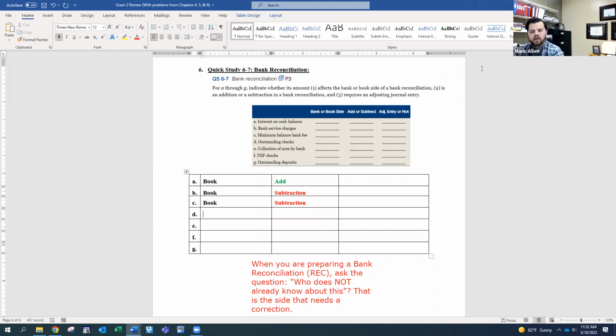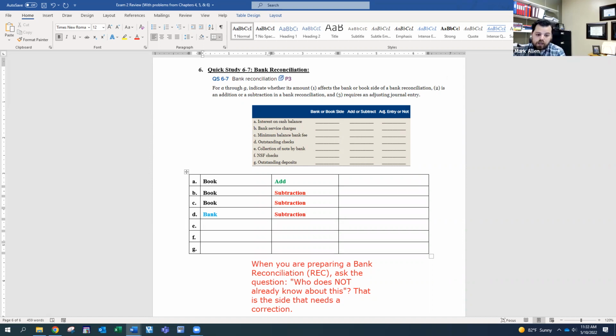Well, the reason this is off is because that check is outstanding. At the end of the period, the bank has no knowledge that the check has been written. So who needs to make the adjustment? The bank needs to make the adjustment. And when we make that adjustment to the bank side, this will be a subtraction.